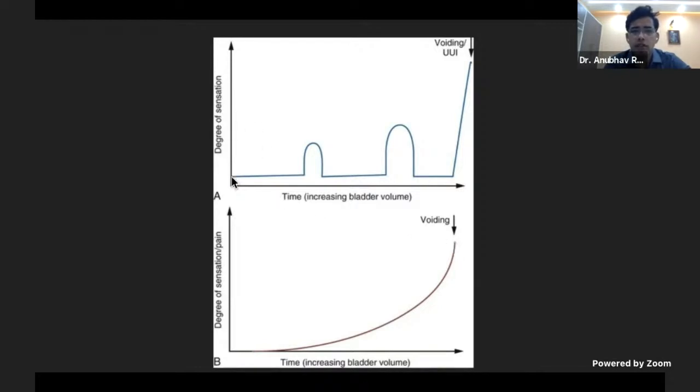Whereas in overactive bladder, this is the bladder filling, and suddenly we'll have a sudden compelling desire to void. So this is known as urgency. That is, there is a sudden discomforting sensation that you need to urinate right now.